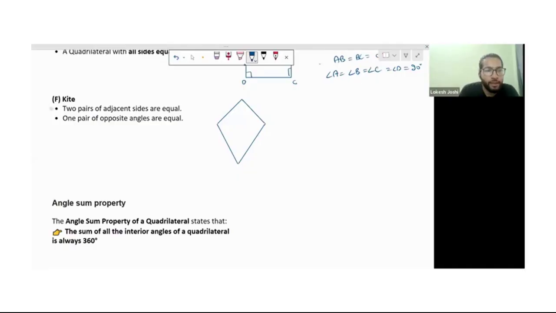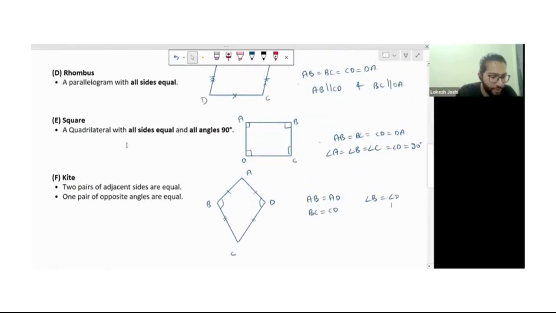So in the kite, the condition is that two pairs of adjacent sides are equal, which means suppose this is the quadrilateral ABCD, then we should have AB equal to AD. And one pair of opposite angles are equal, which means this angle is equal to this. And look carefully, it's written that two pairs of adjacent sides are equal, so BC is equal to CD also. This is the equality for the sides. Now for the angles, angle B is equal to angle D. Okay, so that's all for what quadrilaterals are and some of their types.